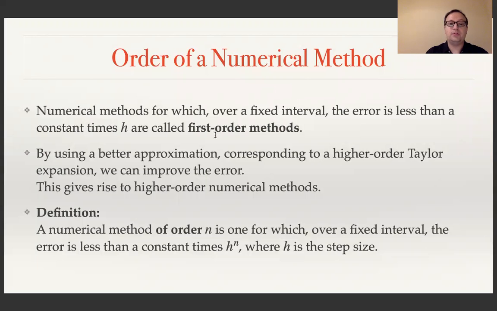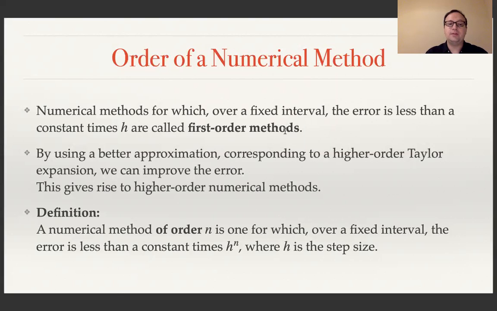So these sorts of numerical methods for which the error is less than a constant times the step size are called first order methods. So this means if we use, let's say, 100 times as many steps, then we can expect to improve the error by a factor of 100.